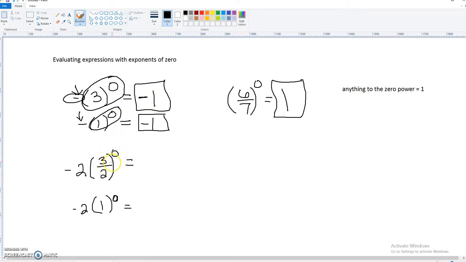Now we're going to look down at this one. And we've got 3 over 2 to the 0 power. Okay, now this right here, this becomes 1. So I'm going to put a 1 right here. And I'm going to bring that -2 over, because this -2 was not affected by this 0. So now we've got -2 times 1, which gives us -2.